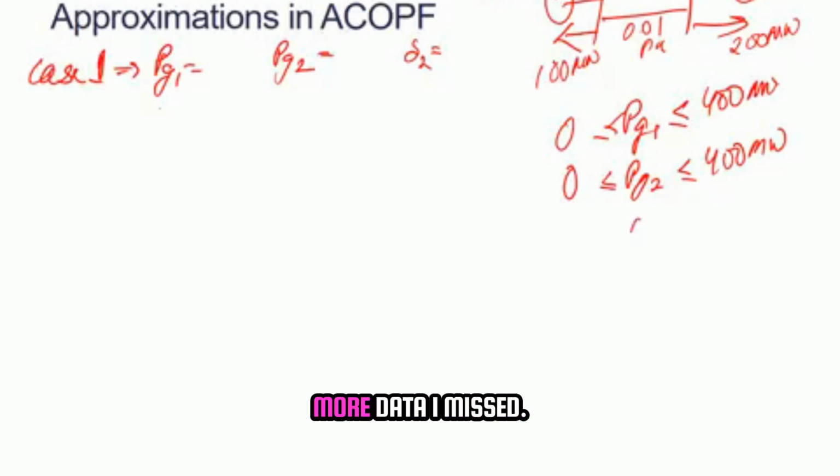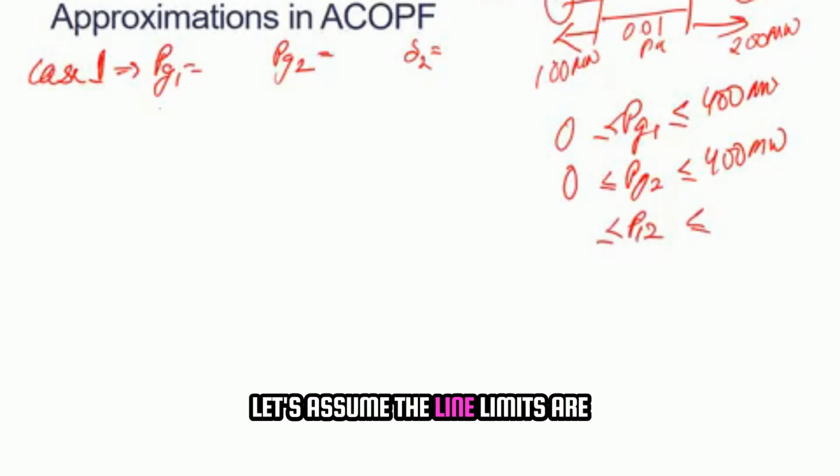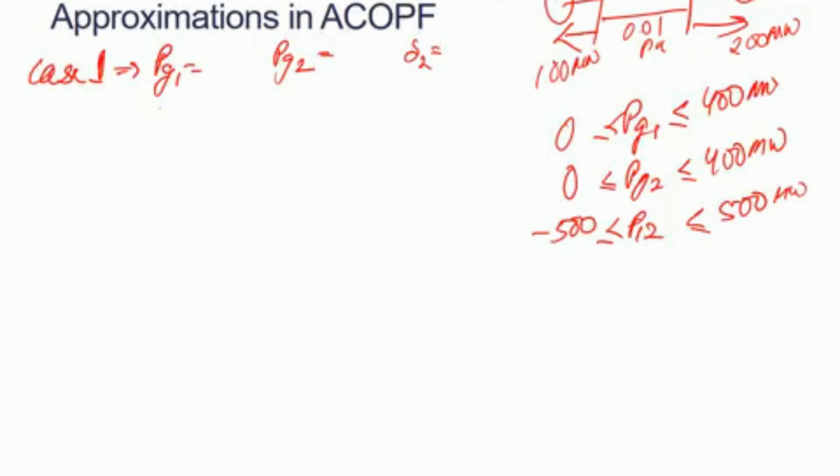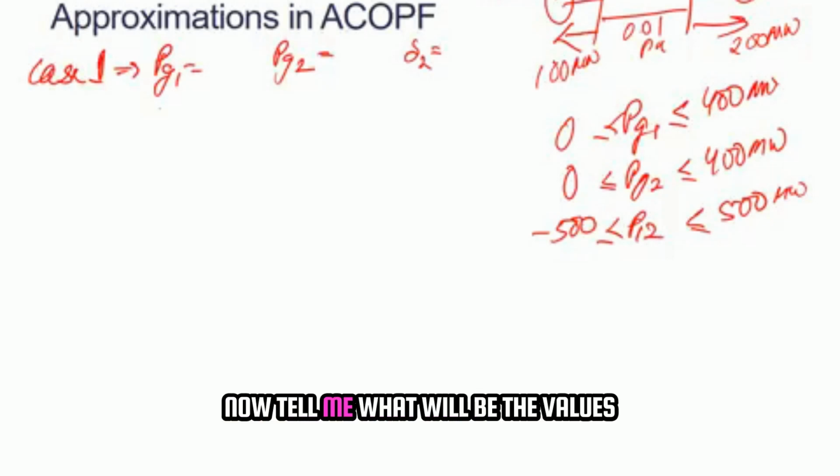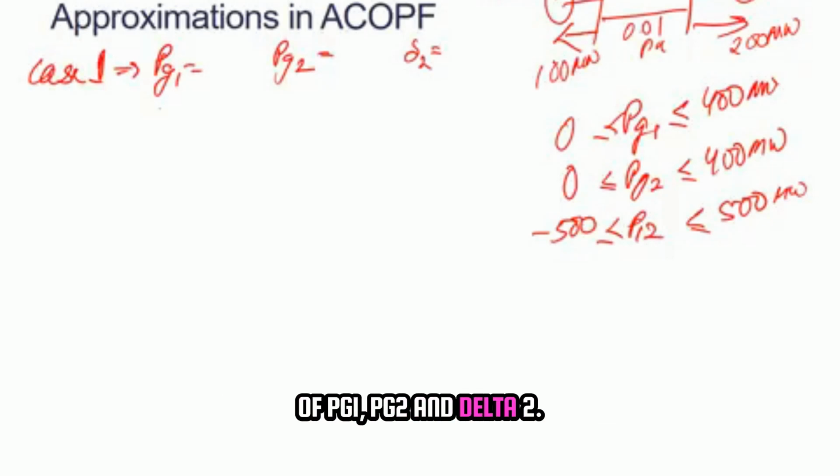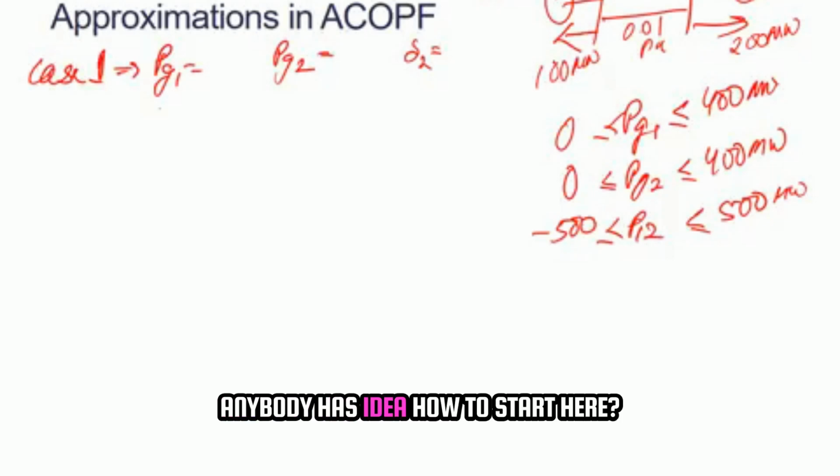And assume one more data I missed. Let's assume the line limits are minus 500 plus 500 megawatts. Now tell me what will be the values of PG1, PG2 and delta 2. Anyone wants to try it with me? Can help me solving this? Anybody has idea how to start here?